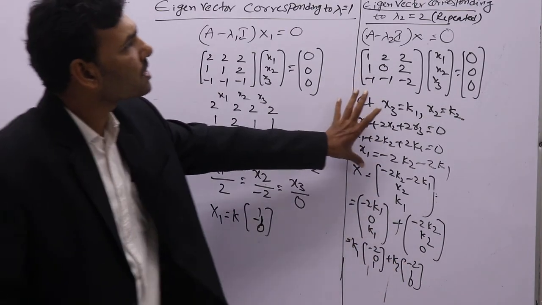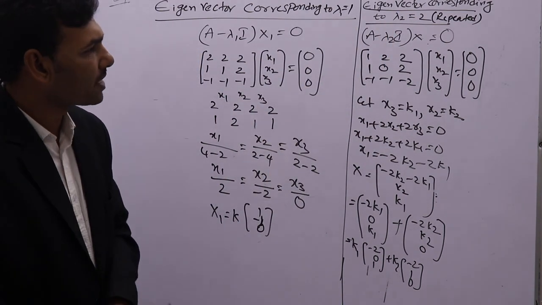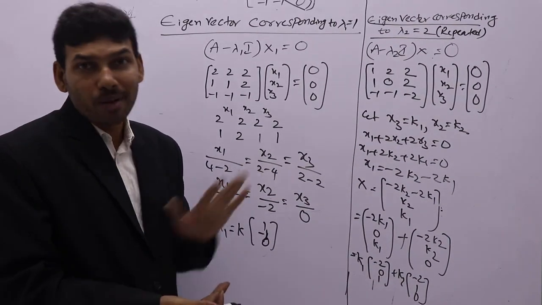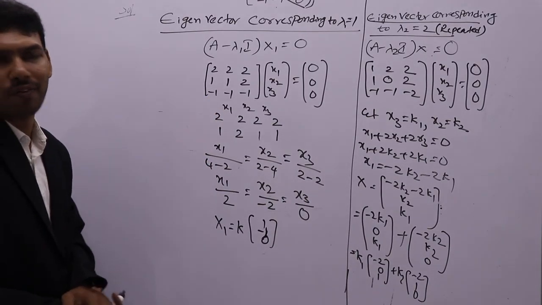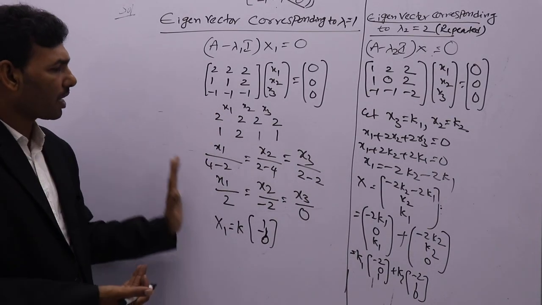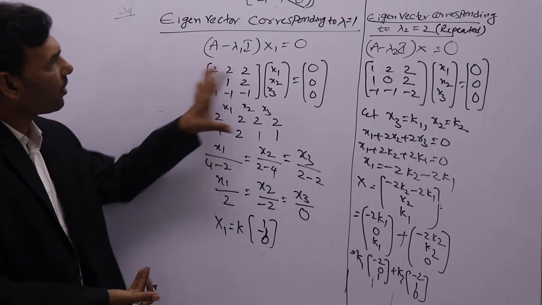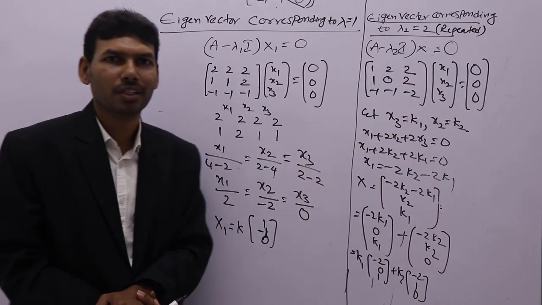You can use this technique for all repeated eigenvalues. When an eigenvalue repeats, simply assume like this and find two eigenvectors. For a distinct eigenvalue, use the usual procedure. For the previous problem I used the same technique for distinct eigenvalues. For repeated eigenvalues, this is the standard procedure. Okay, clear?